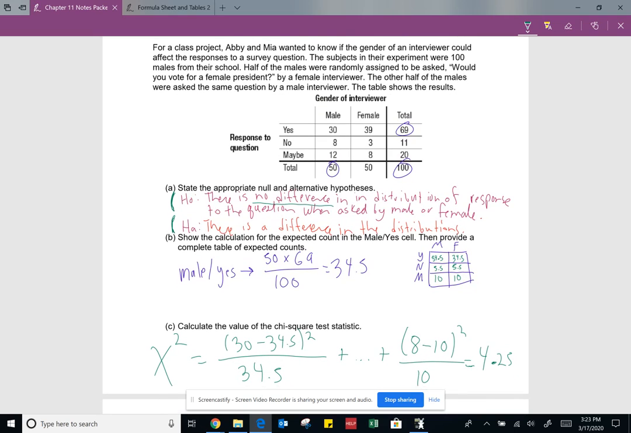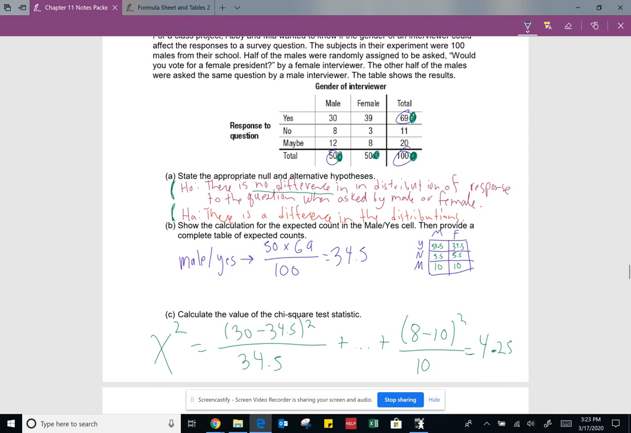B, show the calculation for the expected counts of the male yes cell, then provide the entire table. For the male yes cell, the expected value would be the row total of 69 times the column total, there's 50 males, divided by the total number of people surveyed, divided by 100. That gives you the 34.5. And then you can fill out the rest of the table the same way. What's nice about this is there are an equal number of males and females, so their expected values are equal. So it's much easier to calculate it when they are equal populations or equal sample sizes.